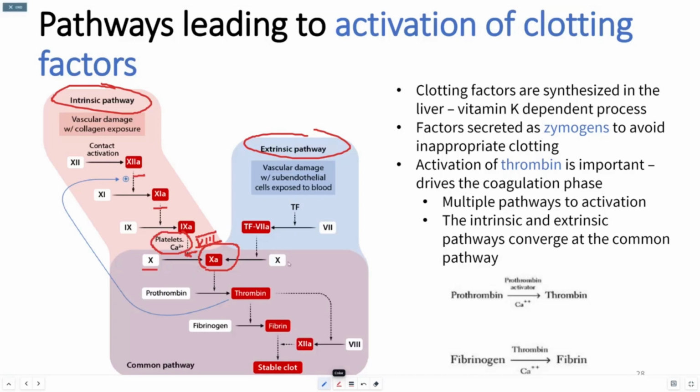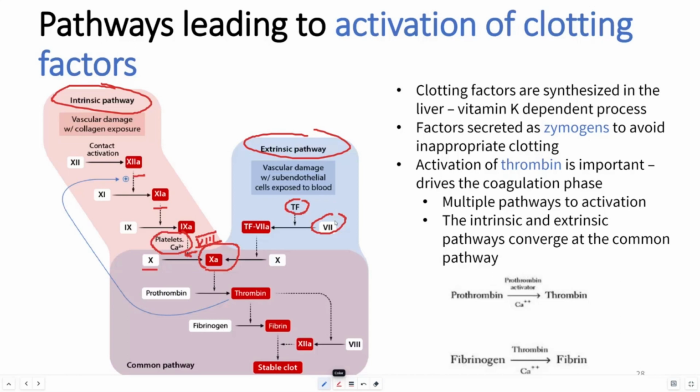The extrinsic pathway on the right side is initiated within about 10 to 15 seconds. It's a lot faster. Tissue factor number 3, also known as thromboplastin, is released from the damaged tissues and combines with factor number 7. Tissue factor 3 and factor 7 get combined together, and they form a complex.